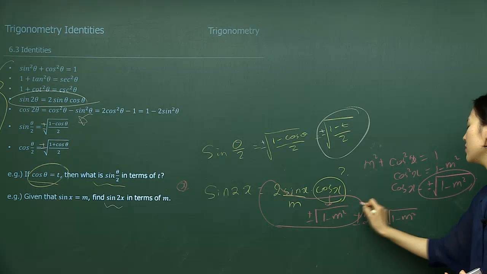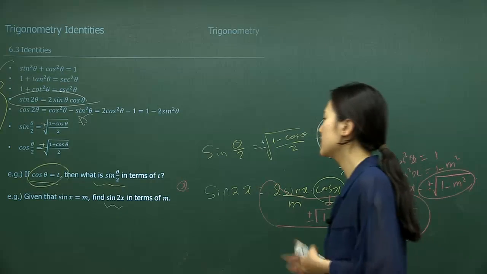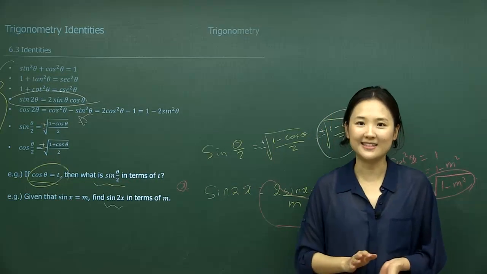And that's how you can use identities to solve some weird looking problems. You have to know the identities.